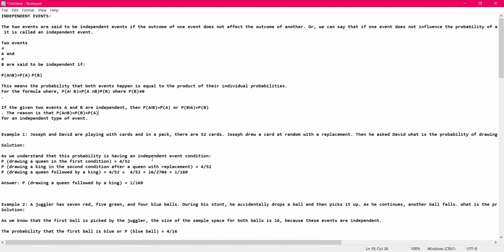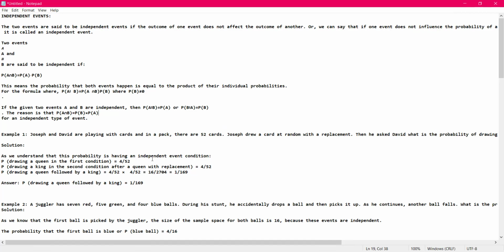So suppose the first example: Joseph and David are playing with cards in a park. There are 52 cards. It means we already know about the cards. Totally 52 cards will be there. With those 52 cards, Joseph and David are playing in a pair. And Joseph drew a card at random with replacement. It means Joseph has drawn one card randomly, with replacement.